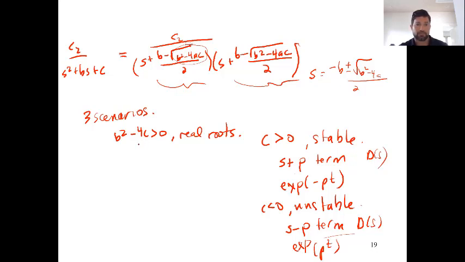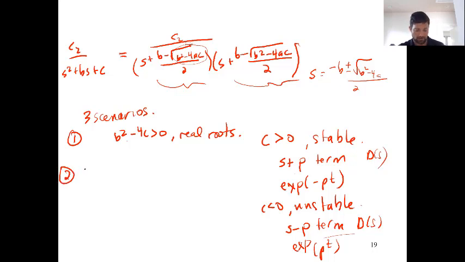Okay? If we have real roots and if c is greater than 0, it's going to be stable. So b has to be greater than 0 for it to be stable, and then also c has to be greater than 0 for it to be stable for that condition. Okay, so that was one scenario, and that's the trickiest one to go through.